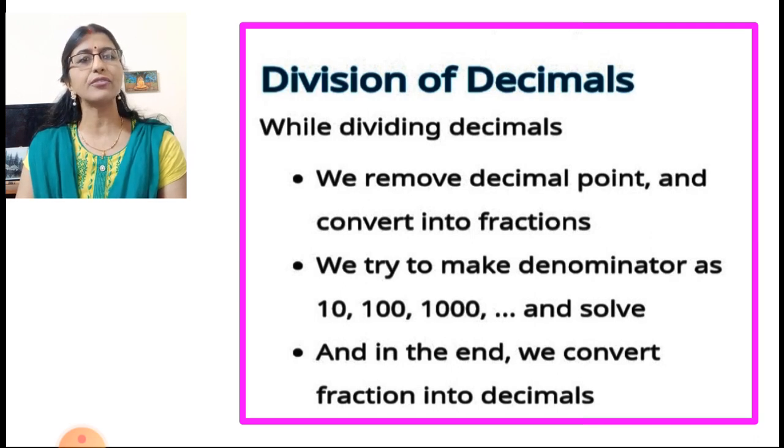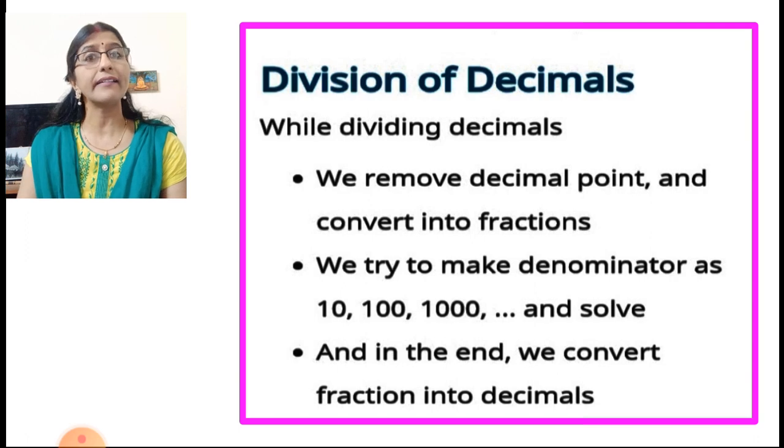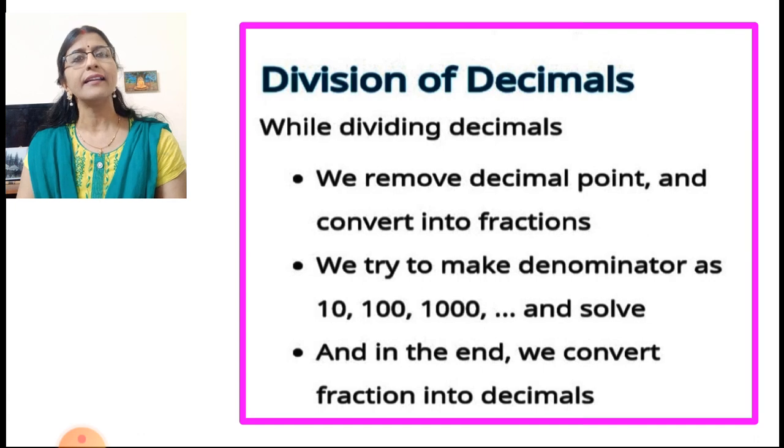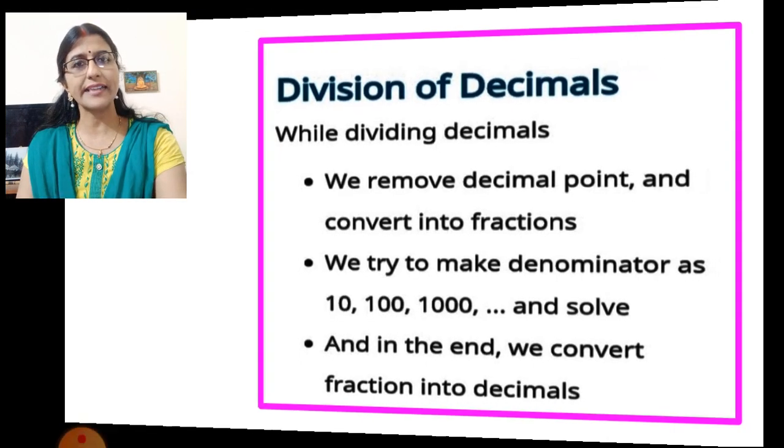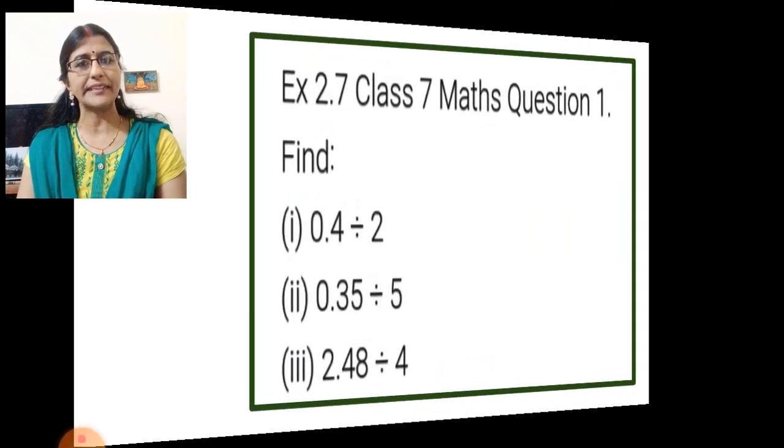So first we have to convert into fraction. Then we try to make the denominator 10, 100, 1000 and then we will solve, and in the end we convert the fraction again into decimals. So these are the steps we have to follow while dividing decimals. Let us take some examples to understand this better.